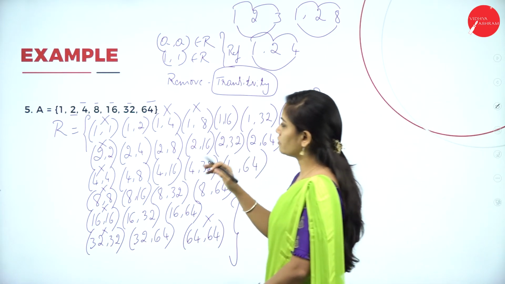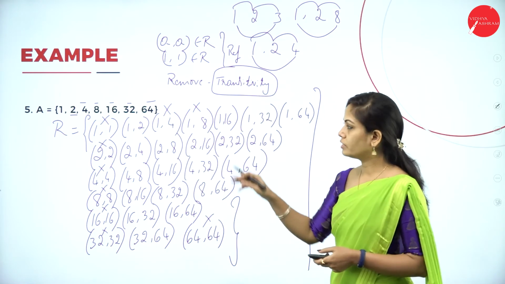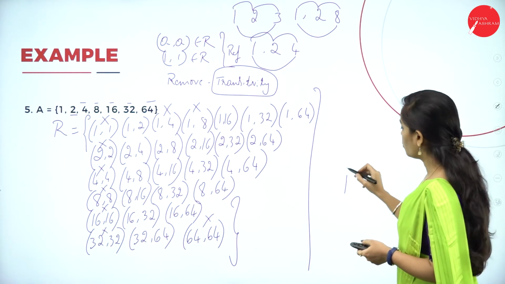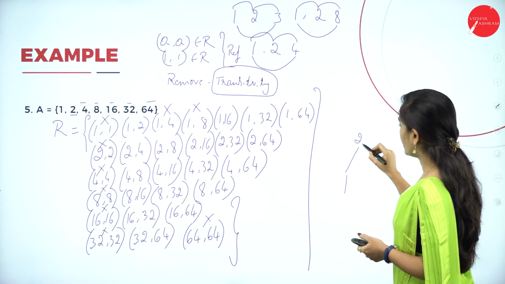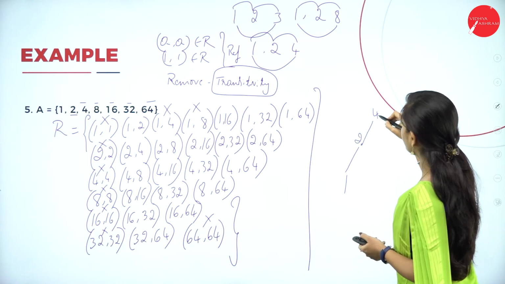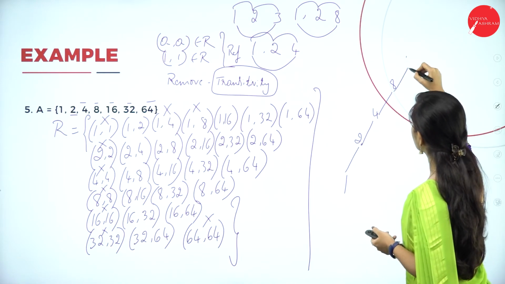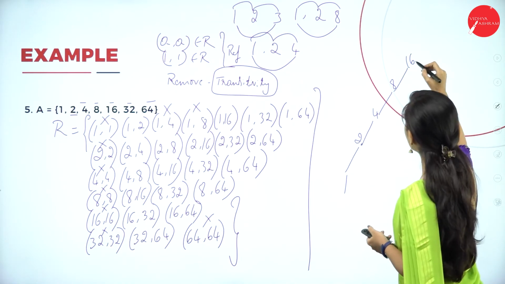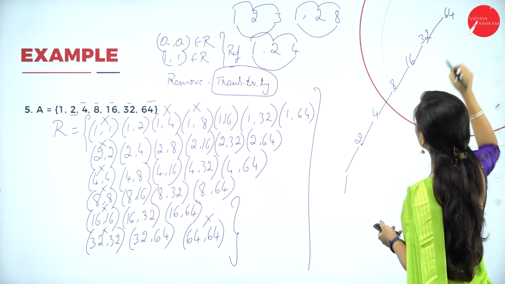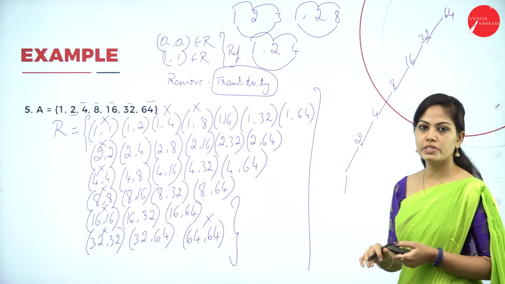You just observe the values 1, 2, 4, 8, 16, 32 and 64. All the values can be divided by 2. So first value is 1. 1 divides 2 and 2 divides 4 and 4 divides 8 and 8 divides 16. 16 divides 32 and 32 divides 64. So this is your Hasse diagram for the given poset.